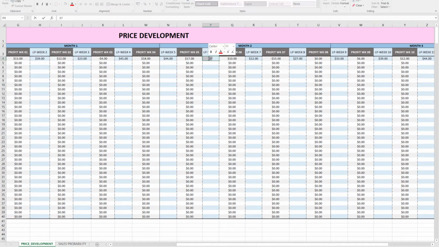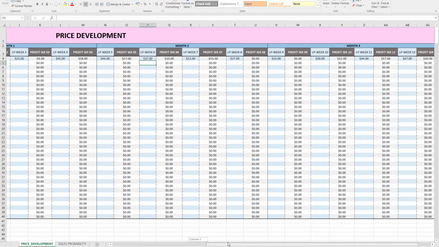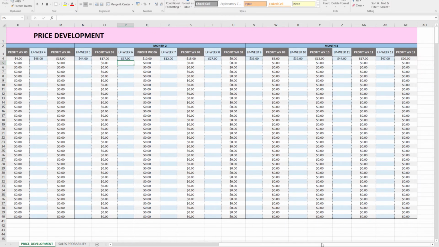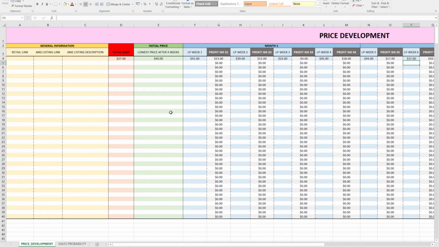So, instead of 37, let's make it 39, for instance, and it adds $2. See, so this is fully functional, and basically this is everything you need to understand about price development. Now, what I forgot to mention is that I've put a link to this buy sheet in the description down below, so you can get that there for free. So you don't have to recreate this yourself.